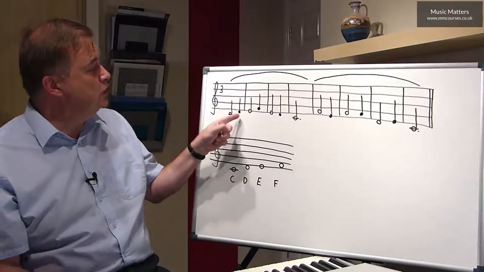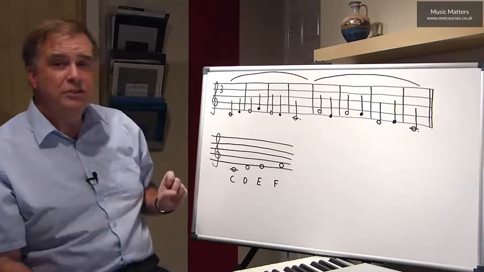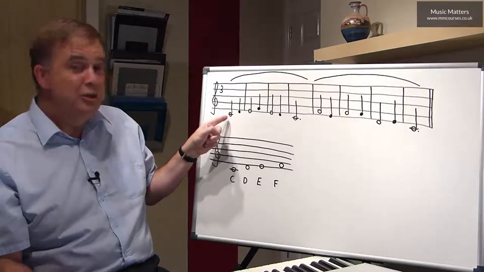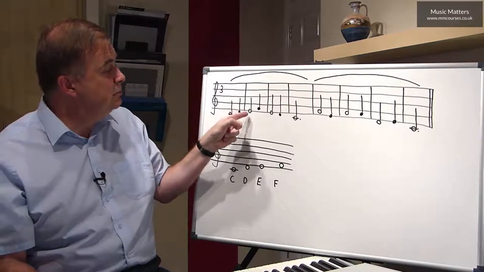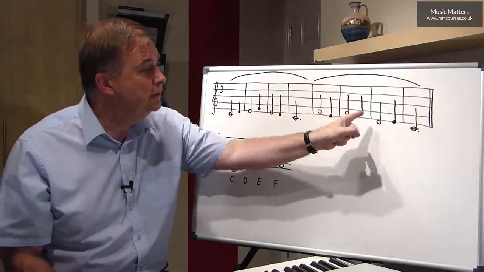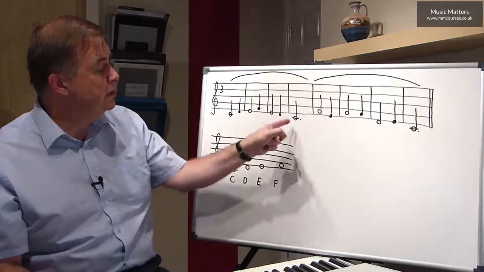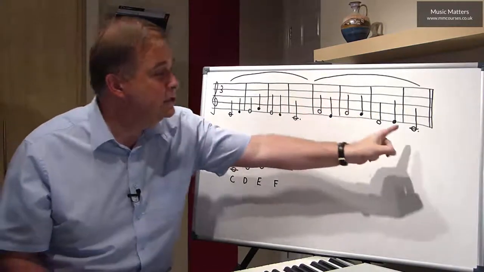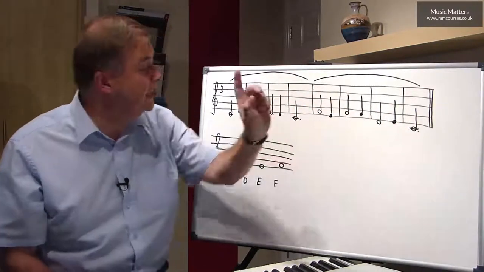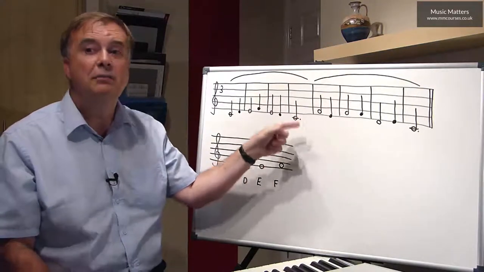We've got some crotchets, these coloured in notes that are worth 1 beat. We've got some minims, these notes that are not coloured in, but they've got stems on them. And remember, the minims are worth 2 beats. And we've also got 2 dotted minims. There's 1 dotted minim here and another dotted minim at the end. Remember what they are? They're the minims with the dots after them. That's why they're called dotted minims.